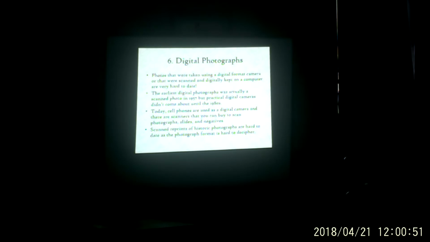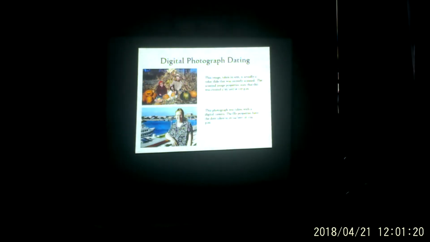Obviously, you can scan a photo, an old 1800s photo, and make it a digital photo, right? And then it's on your computer, okay? But the actual first photos that came out of a digital camera were 1957, but people didn't really start buying digital cameras till the 80s. Today, even our cell phones are a digital camera. And then the scan prints or reprints are hard to date. Let's go to the next photo.